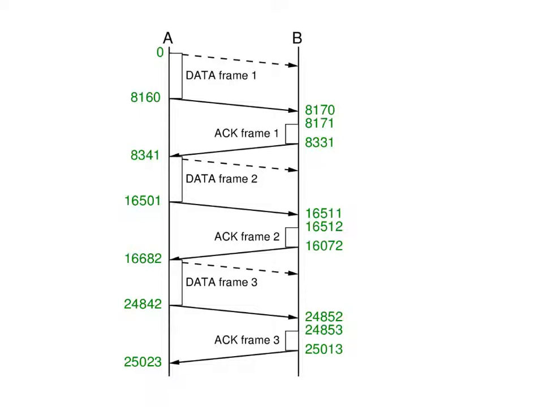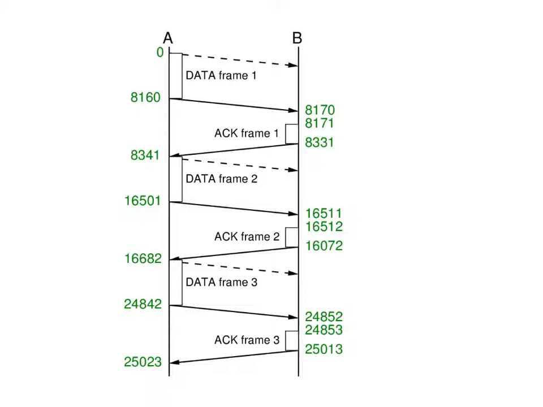If we assume we start at time 0, it takes some time to transmit the data frame, this rectangle, which was 8,160 microseconds. We calculated that. Takes some time to propagate to B, which was 10 microseconds. Therefore, the frame has fully arrived at 8170. Takes 1 microsecond to process, brings us to 8171. 160 to transmit the ACK back. Again, we calculated 160 last week. And 10 for propagation, brings us to 8341. So for the exchange of 1 data frame and to get the ACK back, it takes 8341 microseconds.